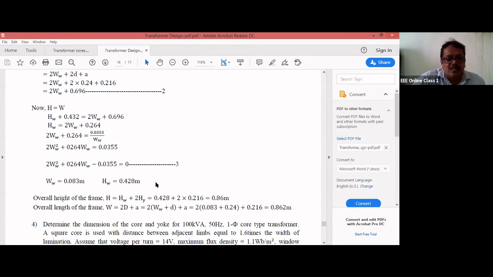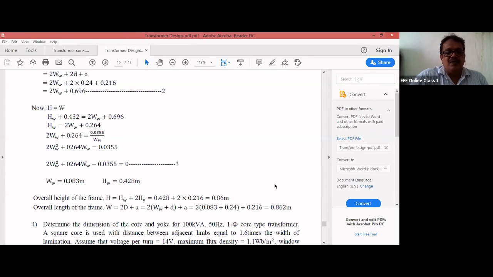Area of the window is height of the window times width of the window. Given the area and WW, you find out HW. Now the overall height of the frame, H, is equal to HW plus 2HY. Substitute the values here and you get the answer. Overall length of the frame is 2D plus A, with D replaced by WW plus D plus A. Then you get this value.